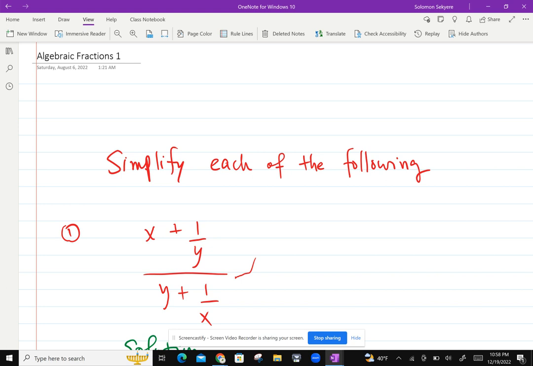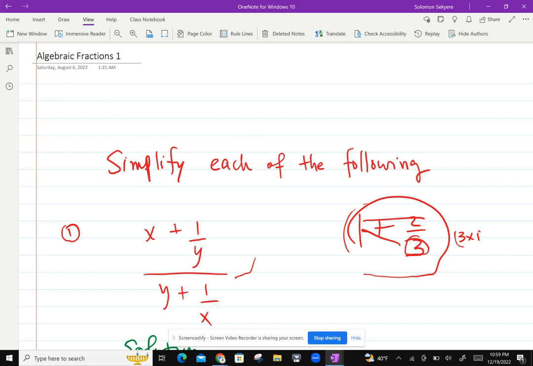So when you have 1 plus, let's say, 2 over 3, how do you combine this fraction? You take 3, multiply by 1, and then you add 2. So it's 3 times 1 plus 2, all over 3, right? The same thing we're going to do over here. Keep that in mind.